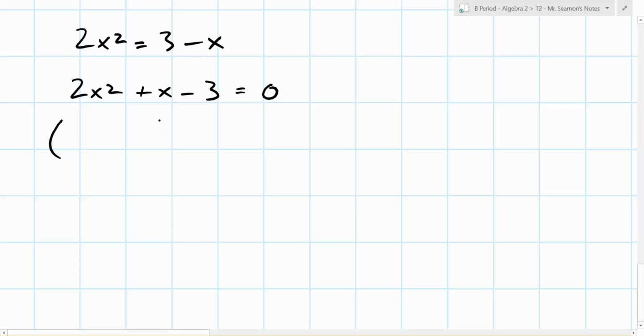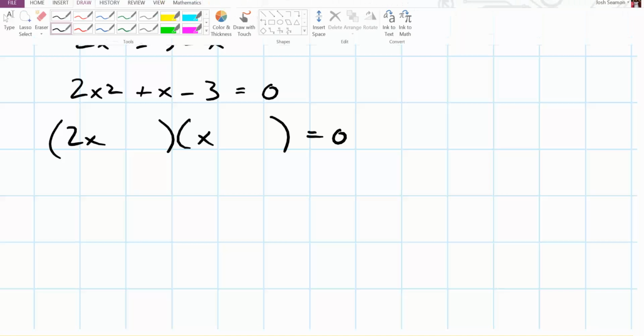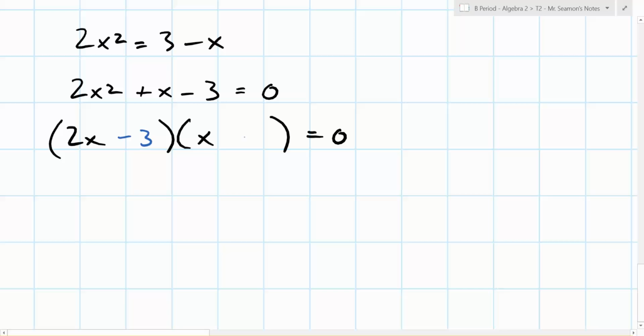What does that break apart into? 2x and x. The other two numbers have to multiply together to get what? Negative 3. So any idea about how you want to break this up? It's going to be 3 and negative 1, or 1 and negative 3. What do you want to test first? Let's try negative 3 and positive 1. So we need to test this.